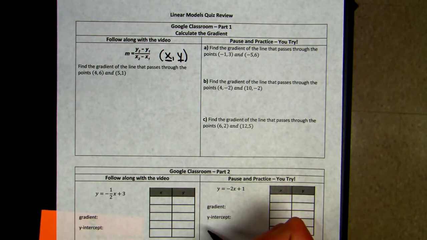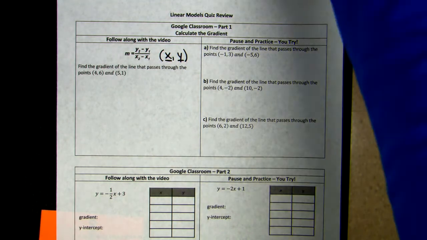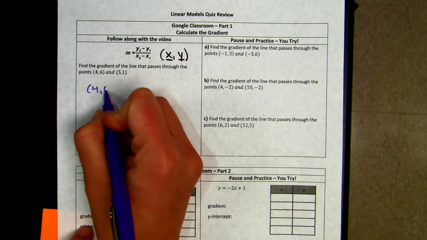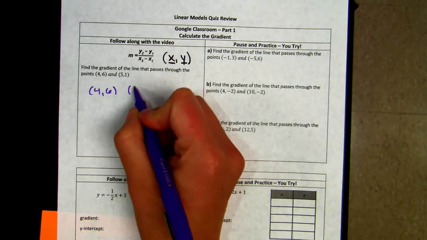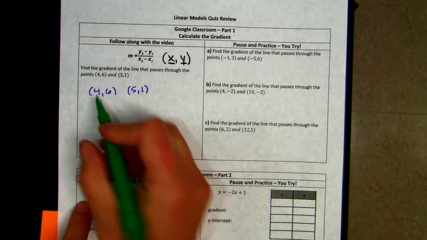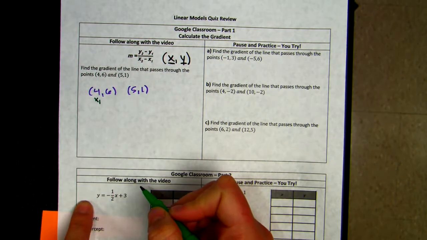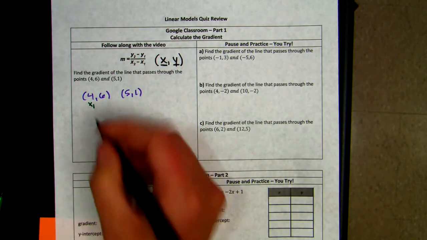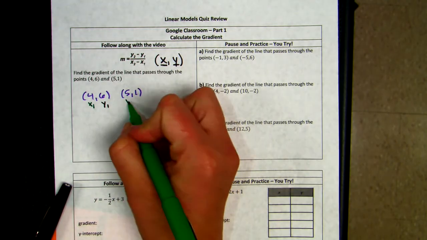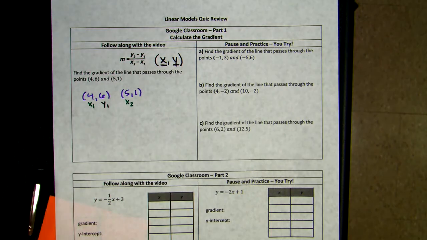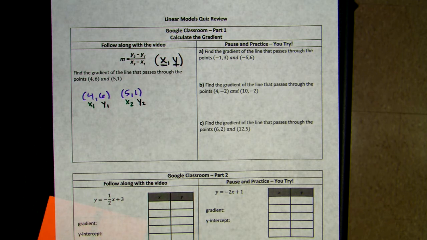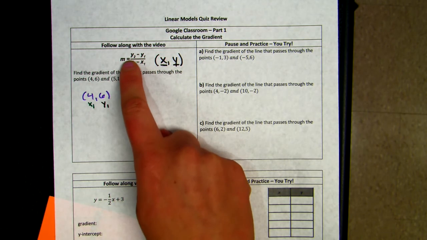Okay, so first thing that I always do is I label my points. So if I'm looking at (4, 6) and (5, 1), I know that this is x1 because it is the first x value, and this one is y1 because it is the first y value. And here 5 is x2 because it is my second x value, and 1 is y2 because it is my second y value. So from there I can just plug it into my formula.